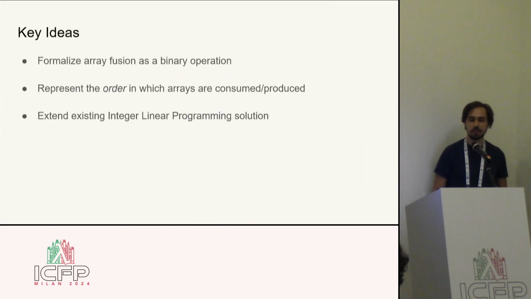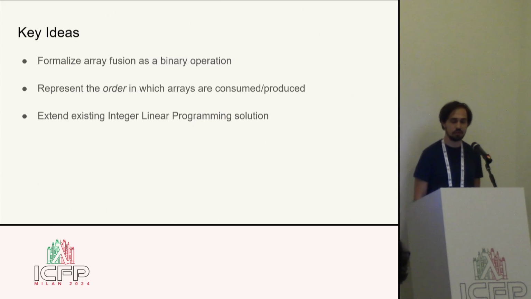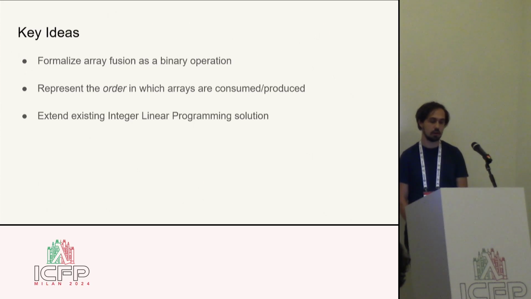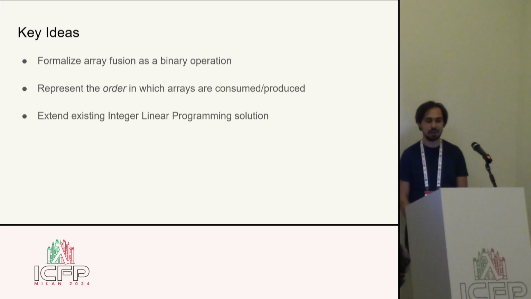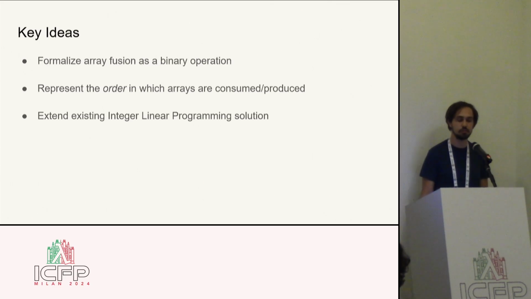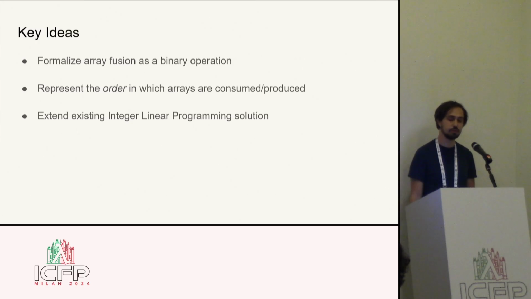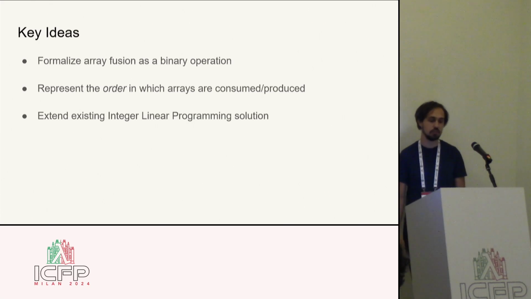Okay, so the key ideas that I'm going to talk about are, first, we're going to formalize this array fusion, so when can you fuse arrays and what's the output of fusion as a binary operation. Of course, you might want to fuse more than 2 of these combinators, which just means you're going to have to apply this binary combinator multiple times. Second key idea is that in order to figure out when we can fuse these gathers, we're going to have to think about the order in which we're consuming or producing arrays.